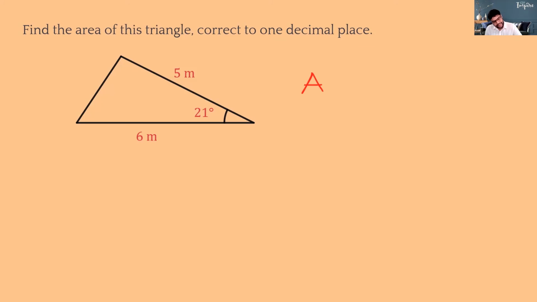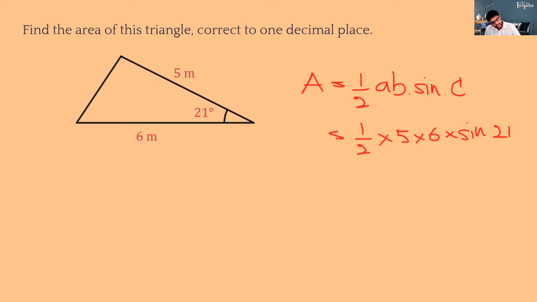So you all know the area formula we just learned is half ab sine C, right? So half times 5 times 6 times sine of 21 degrees. When you work that out, if the question asks for one decimal place, the answer is 5.4 square meters. Don't forget the unit, children.